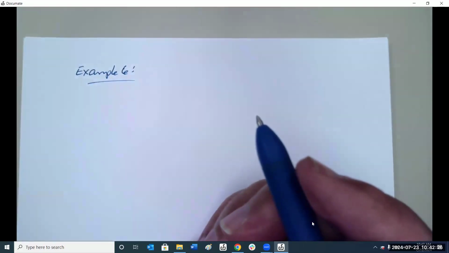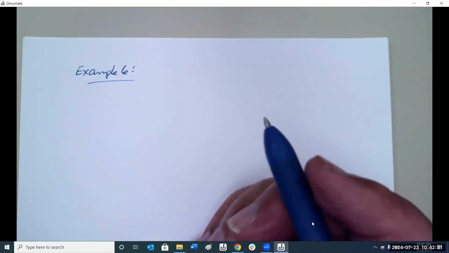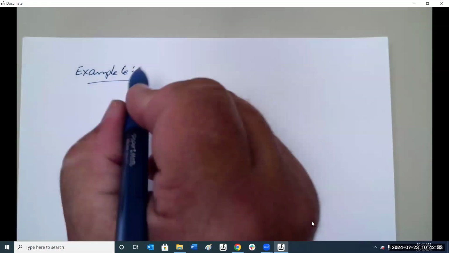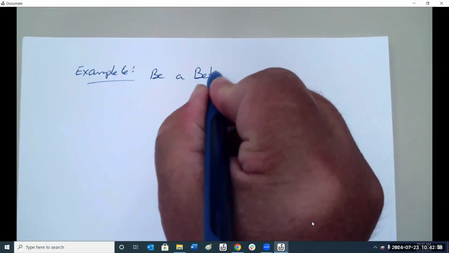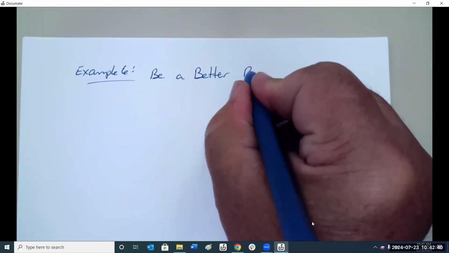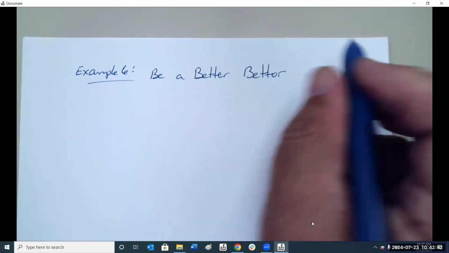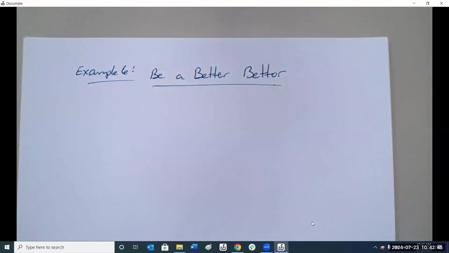Expected values and formulas. Ooh, good, more formulas. Example 6. Be a better... What that means is be a better gambler.